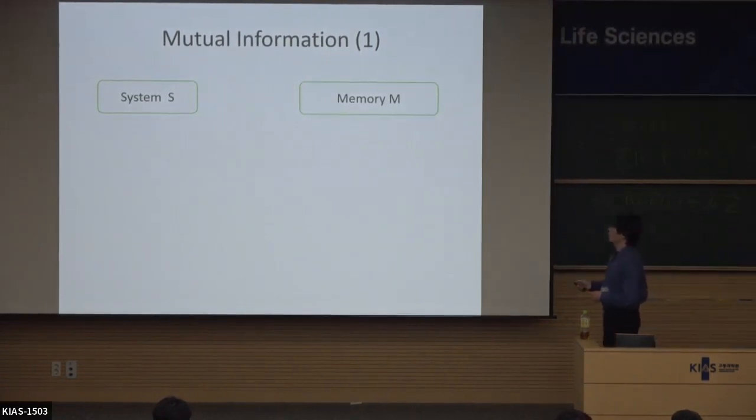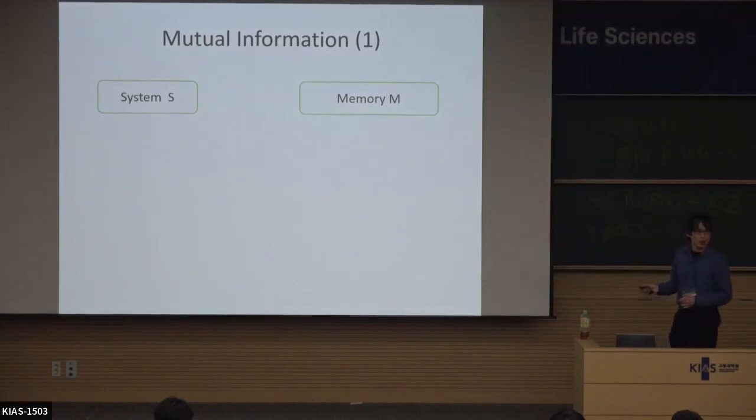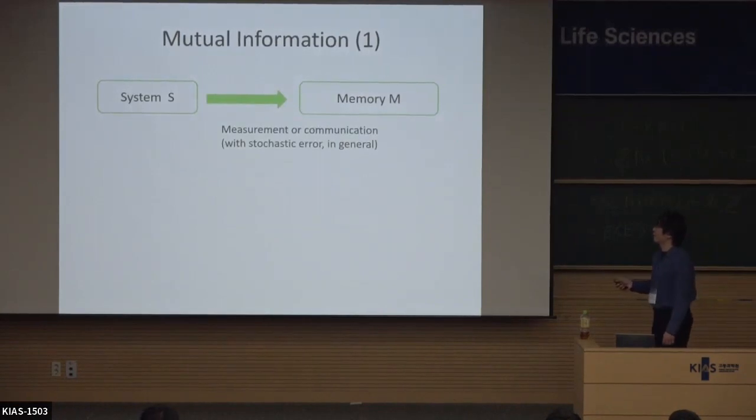So now we consider two systems, the system and the other is called memory. We can imagine that the system is something like a heat engine, and the memory is Maxwell's daemon. Inside the brain of Maxwell's daemon, there should be some memory, and the information is written in that memory. So this is Maxwell's daemon, and the daemon performs some measurement, and the memory gets the information about the system.